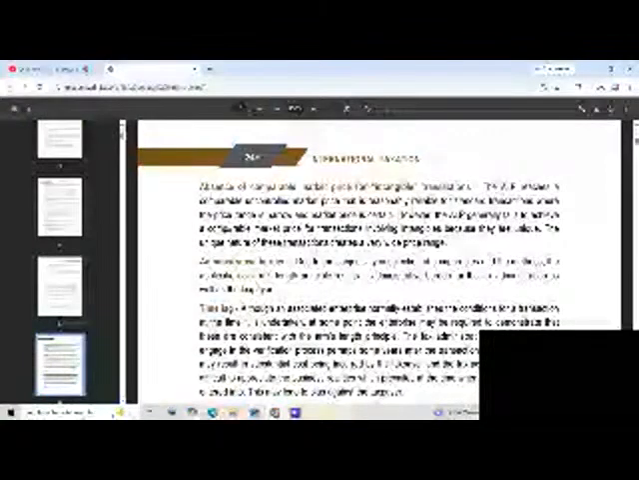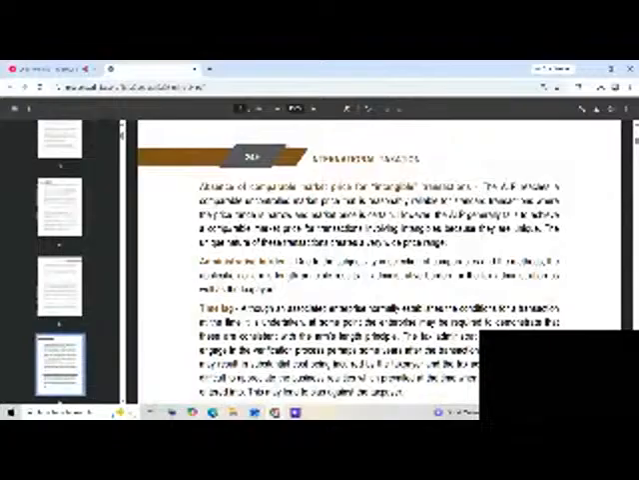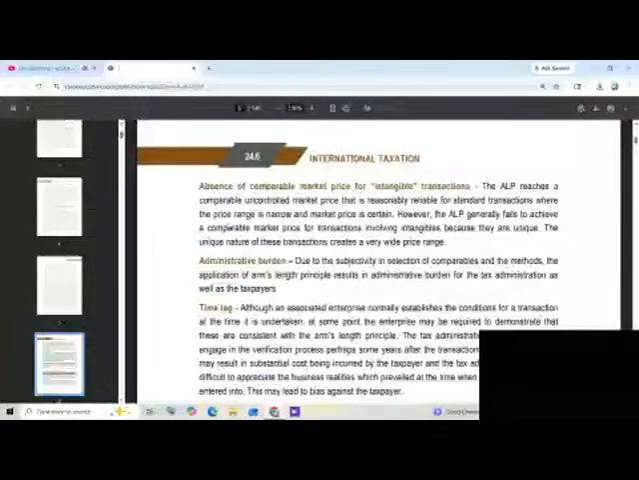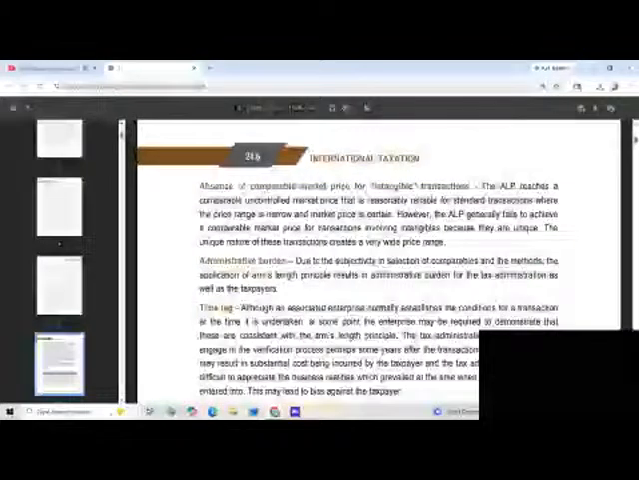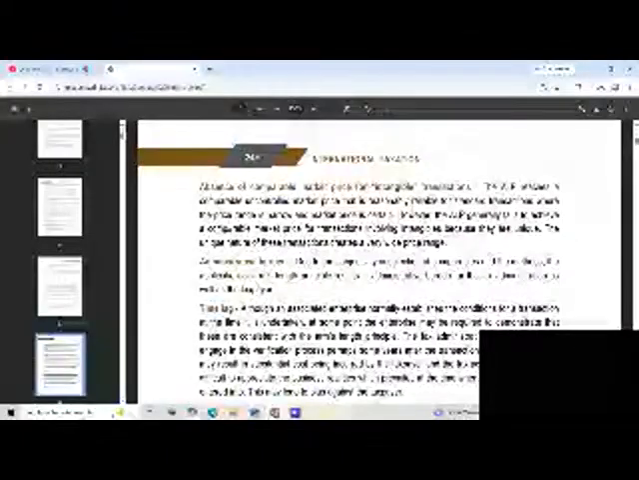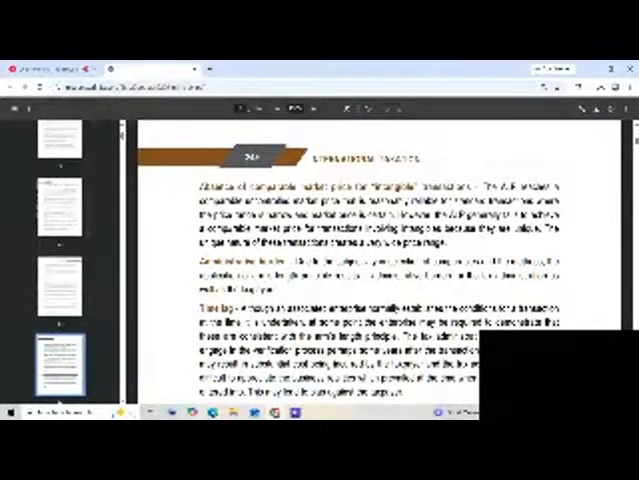Absence of comparable transactions. The arm's length principle reaches a comparable and controlled market price that is reasonably reliable for standard transactions where the price range is narrow and certain. However, the arm's length principle generally fails to achieve a price for transactions involving intangibles because they are unique. The unique nature of these transactions creates a very wide price range.